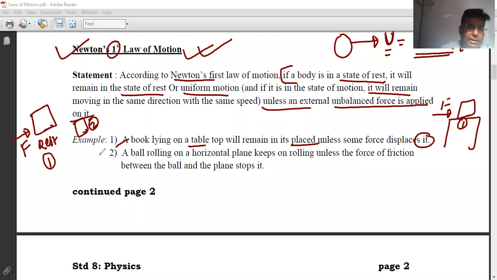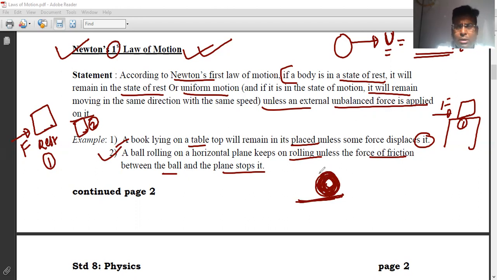Okay. Next example is a ball rolling on a horizontal plane keeps on rolling unless the force of friction between the ball and the plane stops it. Suppose we are rolling a ball, force of friction. Without friction, if there is no friction, it will keep on rolling. If you apply friction, an external force, only then will it stop rolling. That is called Newton's first law of motion.